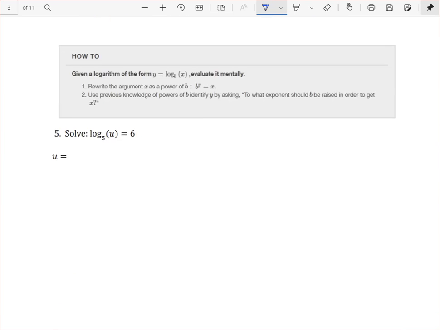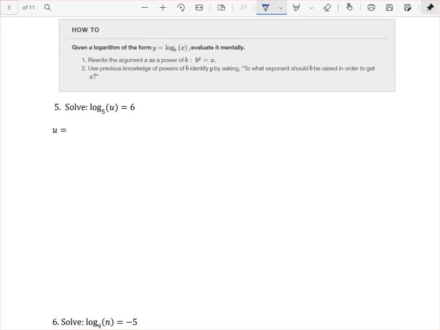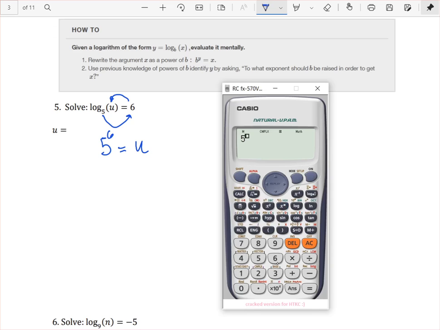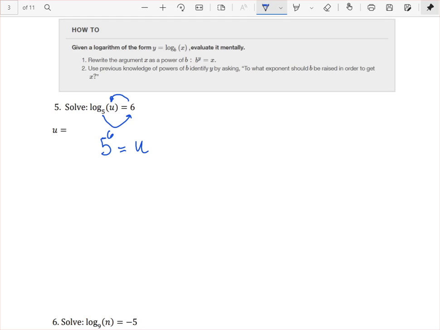Now with that, we can solve some equations. Like here, solve this one. So the first thing is change it to exponential form. So it would be 5 to the 6 equals u. And that already solves it for us. Just do 5 to the 6 in your calculator. And there you go. 15,625 equals u.